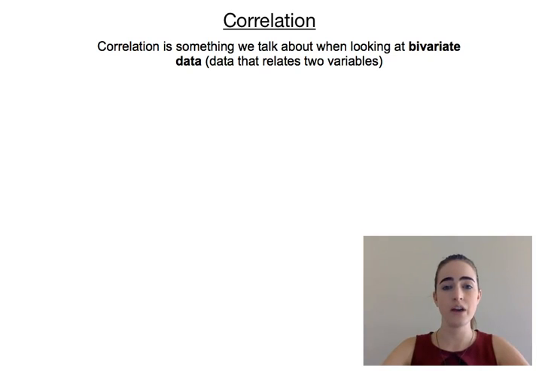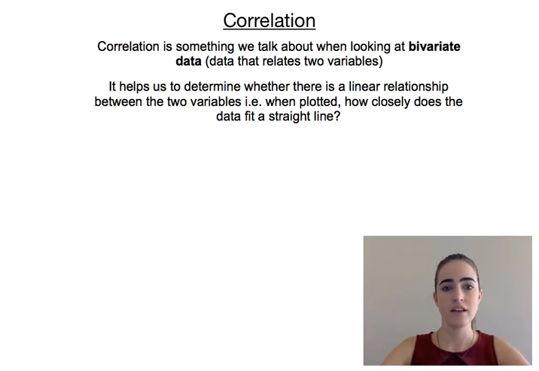In this video, I want to have a look at correlation. So correlation is something that we talk about when we're looking at bivariate data, which is data that's relating two different variables. The reason we look at correlation is that it helps us to determine whether there's a linear relationship between our two variables.